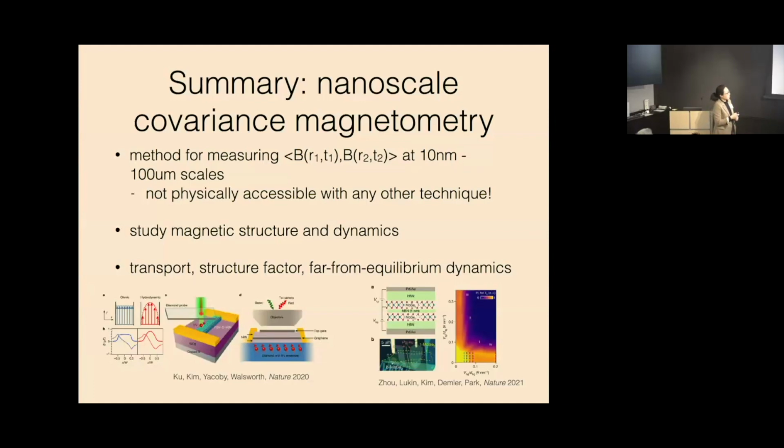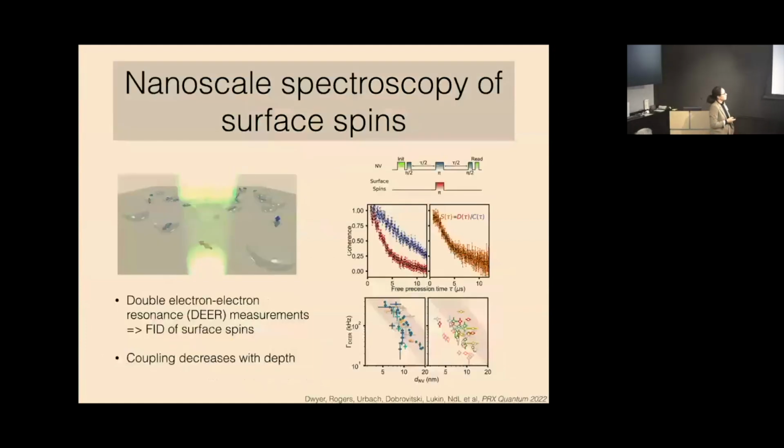So we're now building up a fairly large scale experiment to try to apply this technique to study things like magnetism, transport. I think one of the really interesting areas that we have a shot at is far from equilibrium dynamics, because we can measure these temporal correlations. So let me tell another story before I get to the sub-diffraction limit stuff, but we have also figured out how to do it below the diffraction limit.